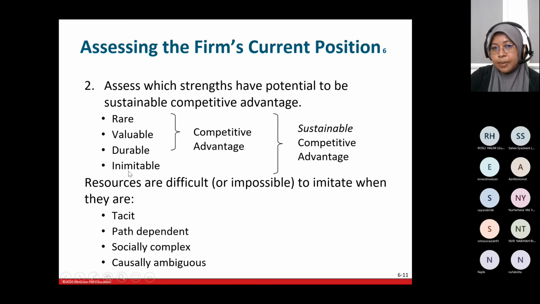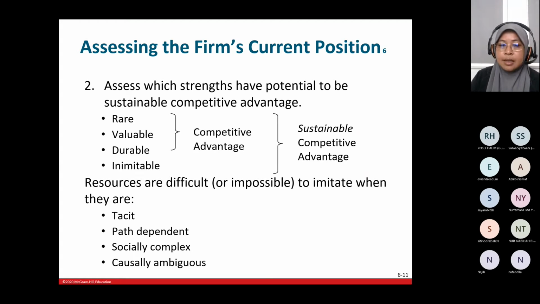If the product is easy to imitate, that particular firm with the strategy only has a competitive advantage. But if it is not easy to imitate, it becomes a sustainable competitive advantage. And this is what Coca-Cola has had for such a long time. Resources are difficult to imitate when they are tacit. Tacit means it is inside people's minds unless you take it out. Path dependent means this particular firm already has the strategy, the path that they are on, which other people cannot easily enter.